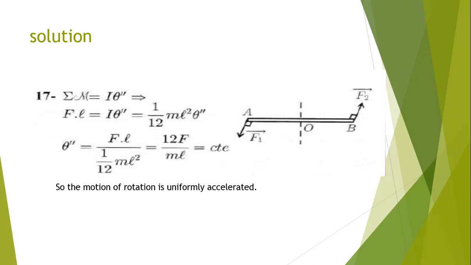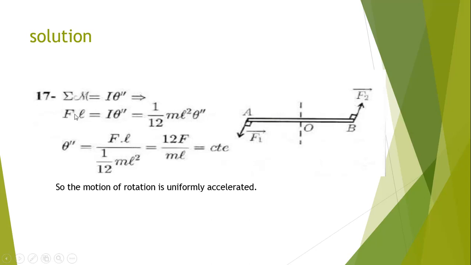By definition, we know that the moment of a couple does not depend on the position of the axis, but is equal to the product of the common magnitude and the distance separating the two lines of action of the two forces. So the moment of the couple is equal to the common magnitude F times L, where L is the length of the rod, since F1 and F2 are applied on the rod perpendicularly, F1 at A and F2 at B.